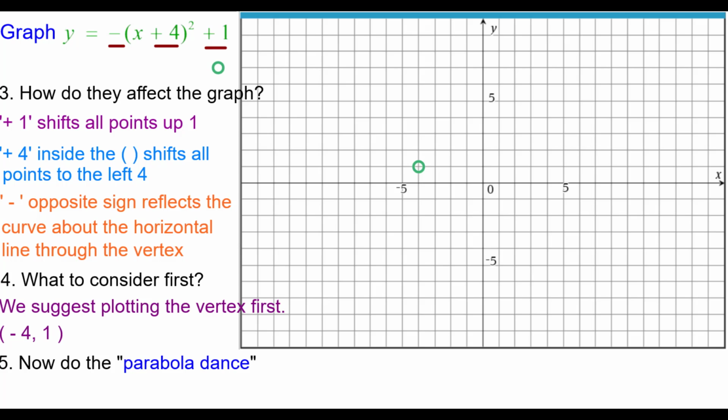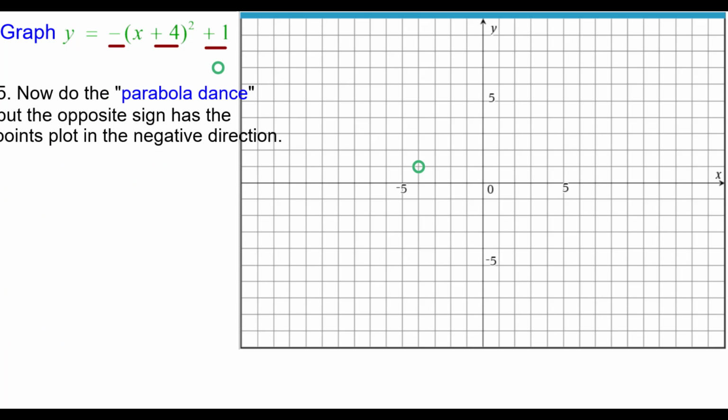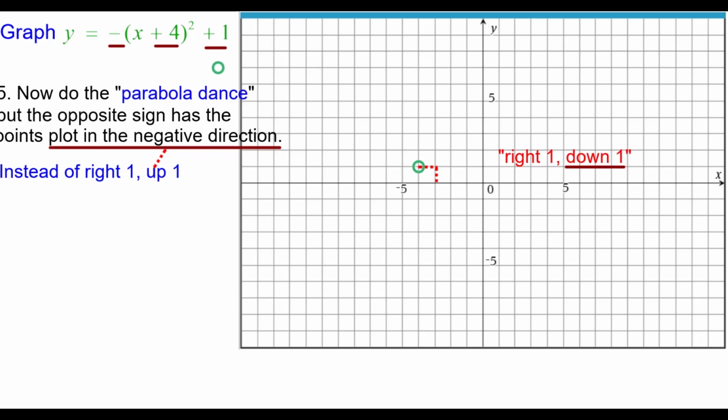Now we do what we call the parabola dance, but we use the opposite sign, and that puts the points in the negative or opposite direction. For example, normally we go right 1, up 1 on our parabola dance, but in this case we're going to go right 1, down 1 because it goes in the negative direction. That's what that opposite does.